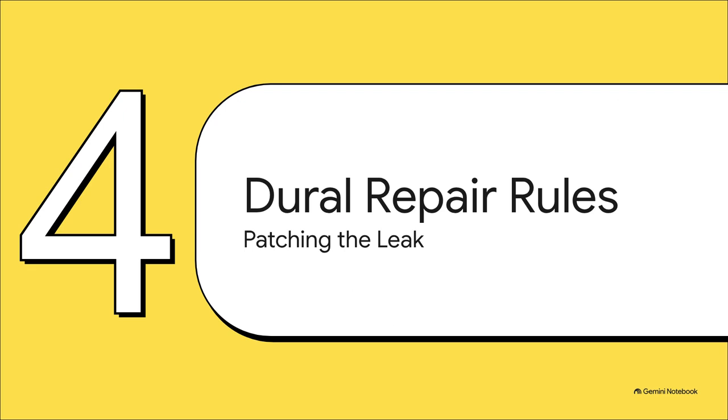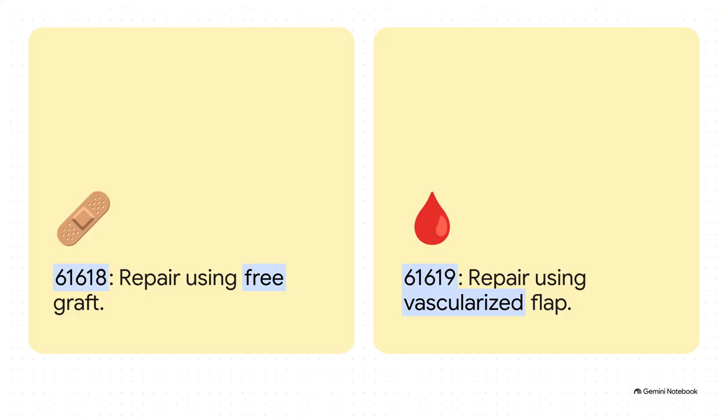Which brings us right to Section 4, dural repair coding rules. So how do we code sealing up that anatomical roof leak? Well, it depends entirely on the surgical technique and the material used. Here is a massive audit trigger for you. Look at the blood supply.